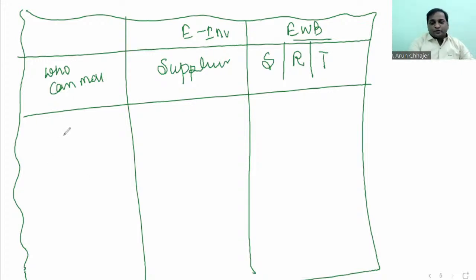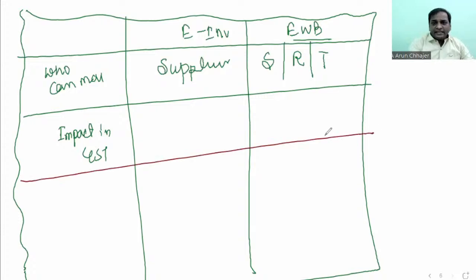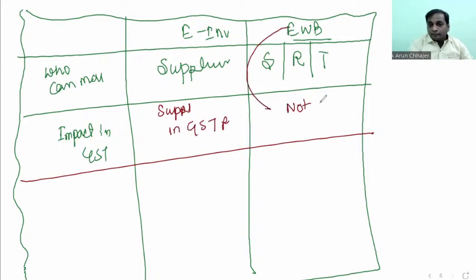Next point, impact in GST return. The e-invoice, whatever supplies you have made, will be reported in the GSTR1. But Eway bill is not required to be reported in GSTR1. Only the invoice, which is the supply, would be reported. Suppose you are moving the goods other than supply, then you will not require to report the same in the GST return.